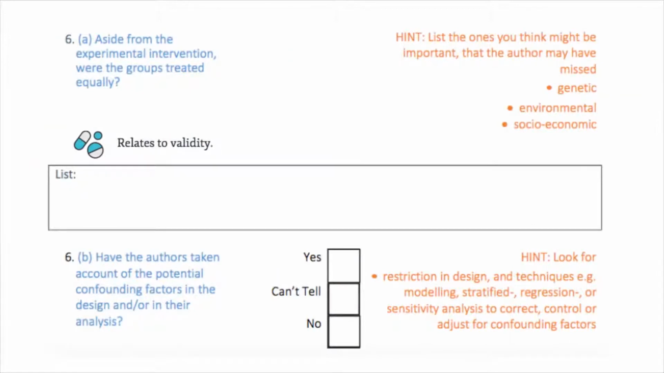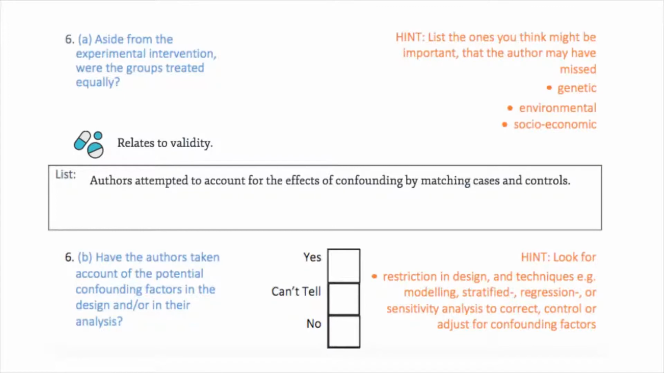It is important that aside from the outcome, the cases and controls are similar in important respects. Confounding factors are a key consideration here, and as we said earlier, it strengthens this study's research design that the authors have attempted to account for the effects of confounding by matching cases and controls on factors which could be confounders.